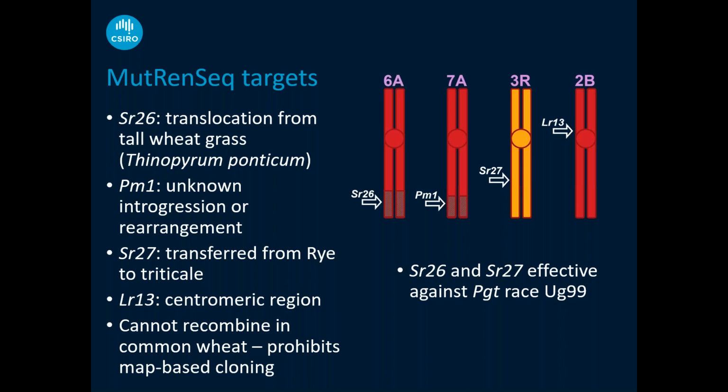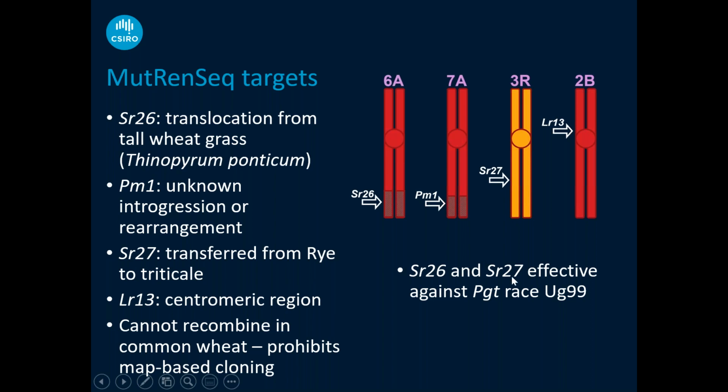So some of the work I was involved in was cloning these genes: SR26, which is a translocation from tall wheatgrass; PM1, which originated from an unknown introgression or rearrangement; SR27, which was transferred from rye to triticale; and LR13, which is from wheat, but it's in a centromeric region. All of this is low recombining alien chromatin, or basically it doesn't recombine in common wheat, so this prohibits map-based cloning. So these were perfect candidates for using RenSeq.